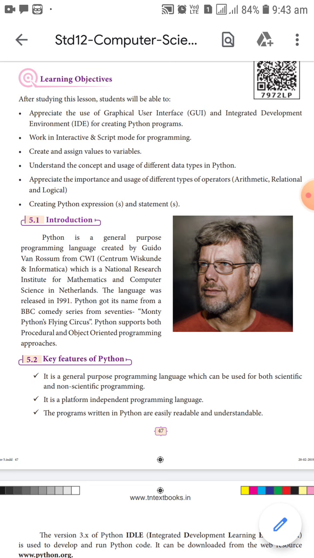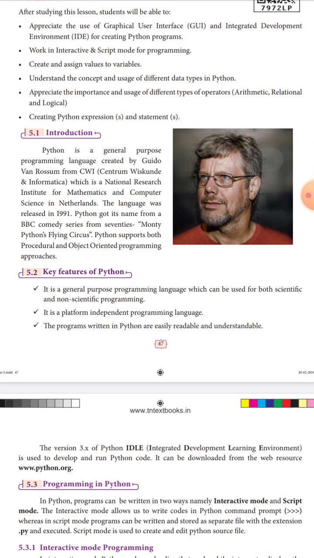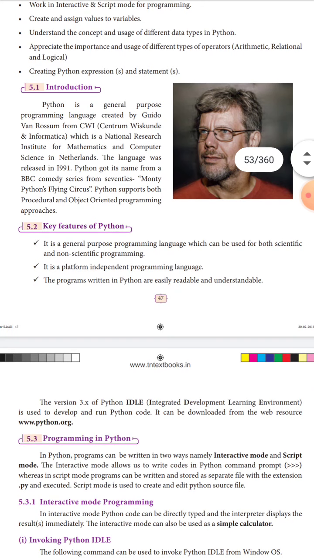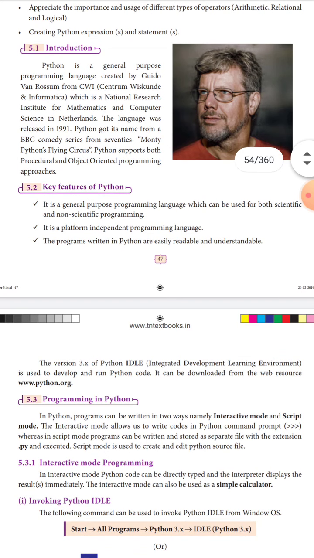Python supports both procedural and object oriented programming. Procedural means scripting, and object oriented means another programming approach. Both approaches are supported in Python. What are the key features of Python? First, it is a general purpose programming language. It is used for both scientific and non-scientific programming. It is a platform independent programming language. Programs written in Python are easily readable and understandable for any person.